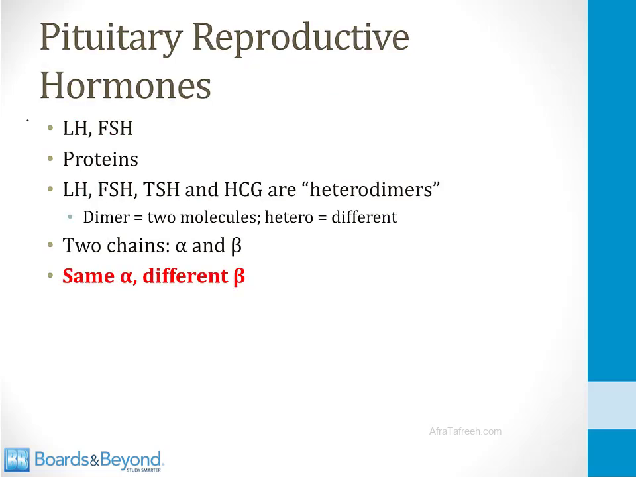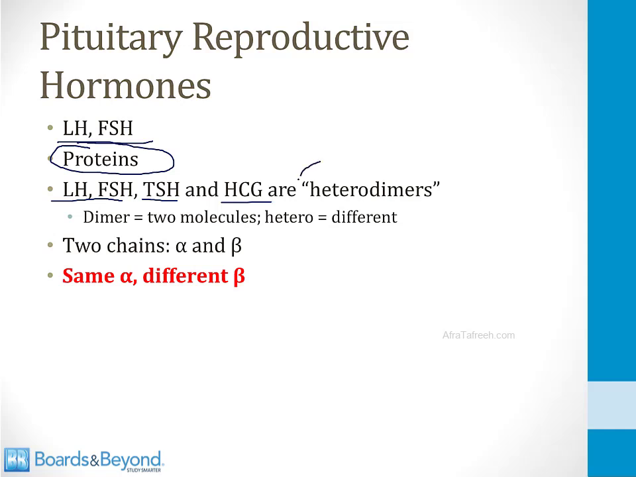Let's talk in a little more detail about the pituitary reproductive hormones LH and FSH. These are both protein hormones, just like GnRH. They have a very different structure from the steroid hormones like estrogens and androgens. And you should know that there are 4 hormones in the human body that share a very similar structure. LH, FSH, and also TSH, which is important for the thyroid gland, and HCG, which is important in pregnancy. They all share a similar structure.